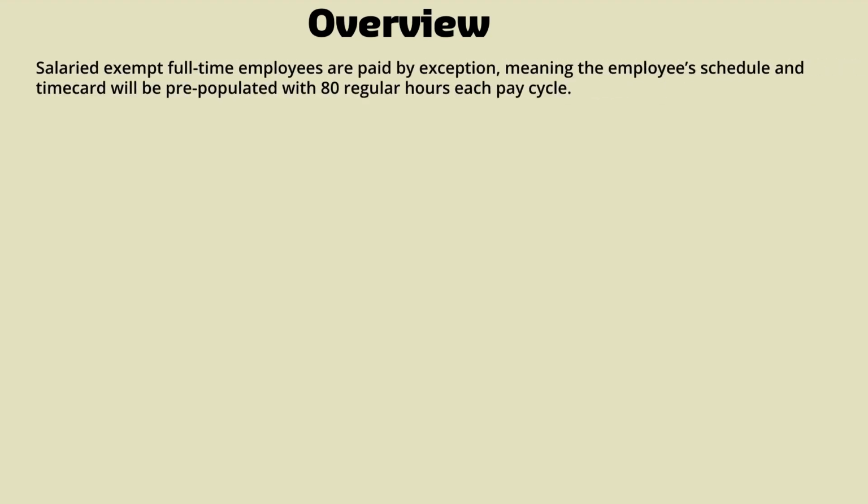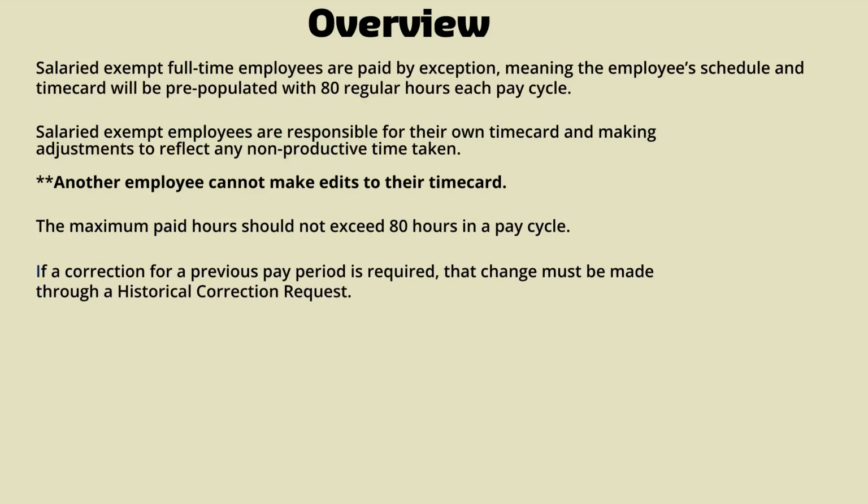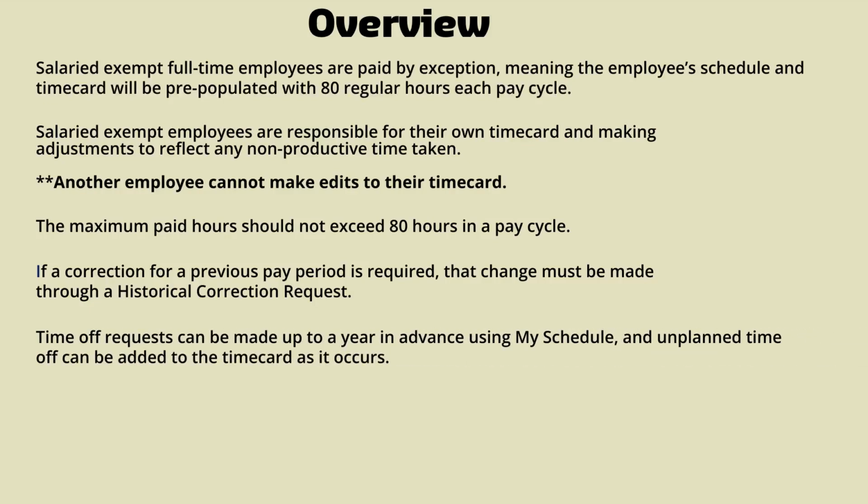Let's close it out with an overview of salaried exempt timekeeping. Salaried managers will be paid from their pre-populated time cards. Exempt managers must manage their own time card. Another employee cannot make edits. Total hours paid in a pay cycle must not exceed 80 hours. A historical edit must be submitted to make any corrections to a previous pay period. Time off requests can be made in my schedule up to 1 year in advance. Unplanned time off can be entered into my time card.